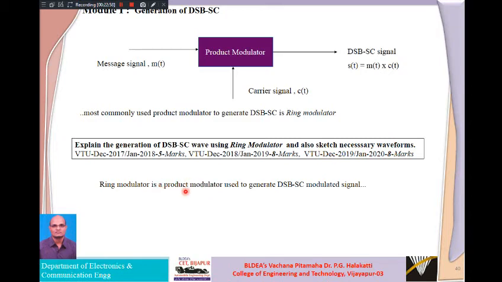Ring modulator: draw this one and explain it generally, then come to this. A ring modulator is a product modulator used to generate a DSB-SC AM modulated signal. It is commonly known as a product modulator to generate DSB-SC. First you draw this block diagram, tell about it, then you define the ring modulator.